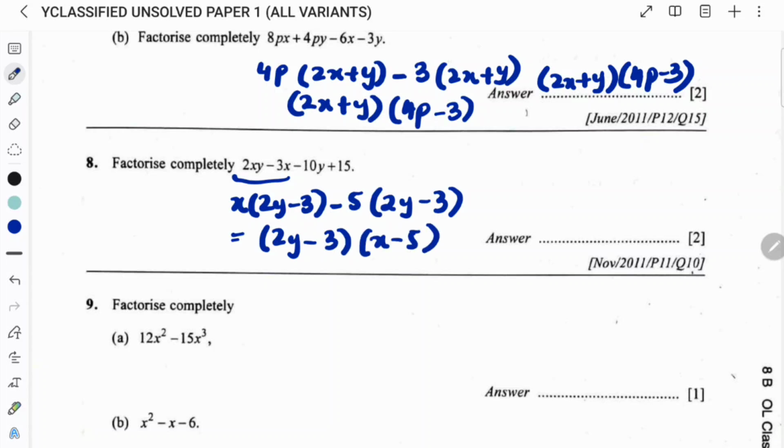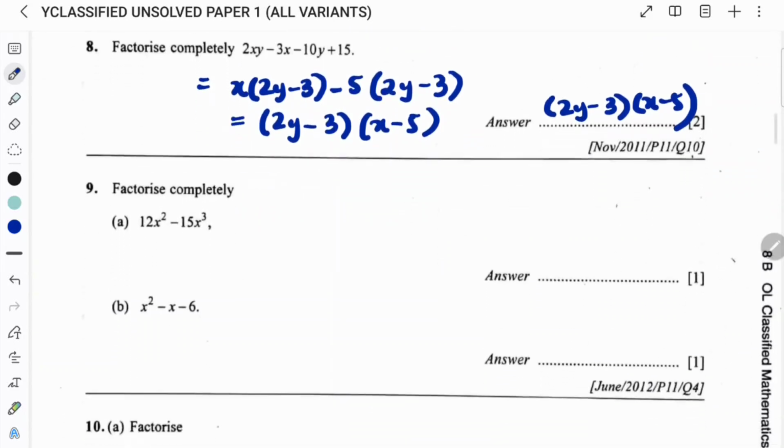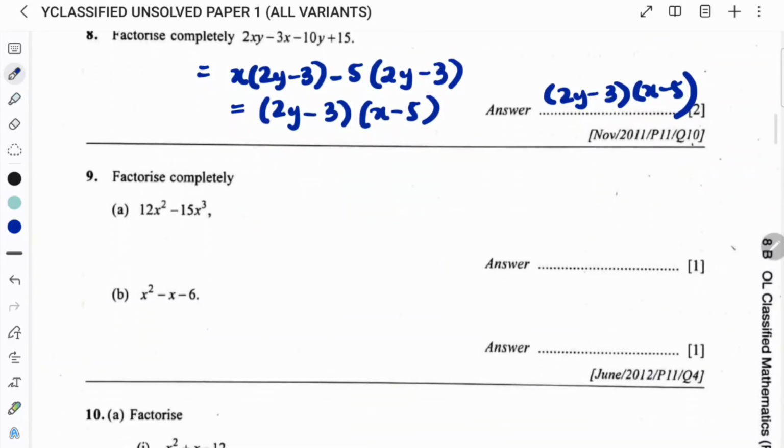In a few questions sometimes we'll have to rearrange the question also. So if it comes, then I'll tell you. Okay, so 2y minus 3 and x minus 5. The next part, question number 9, factorize the following again. 12x square minus 15x cube. So common in all is 3x square. Now 3 fours are 12, minus 3 fives are 15, and we took x square common, that's why x is coming in between. So 3x square and 4 minus 5x.